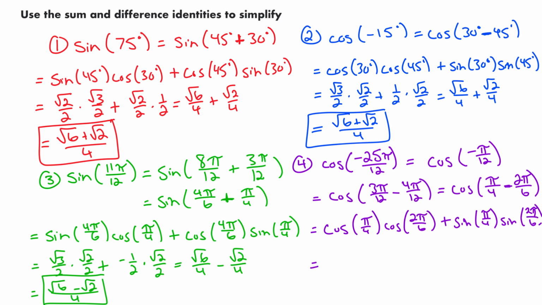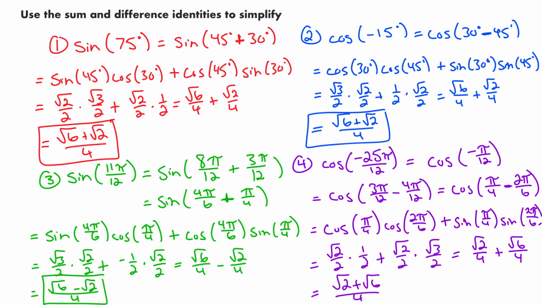Last step, look this stuff up on the unit circle. Cosine of pi over 4 is root 2 over 2. Cosine of 2 pi over 6 is 1/2. Sine of pi over 4 is root 2 over 2. And then sine of 2 pi over 6 is root 3 over 2. That's going to give me root 2 over 4 plus root 6 over 4. And surprise, surprise, the answer is root 2 plus root 6 all over 4. It's the same answer we've been kind of circling this entire time.